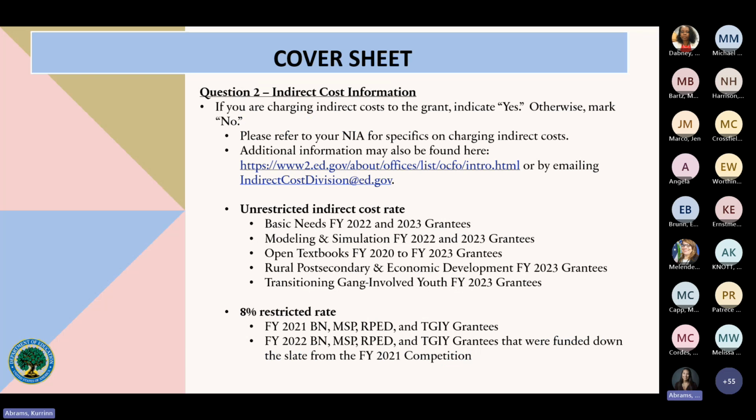Alrighty, so the next question, question 2, is indirect cost information. If you are charging indirect cost to the grant, you would indicate yes, which I believe most of our grants here have, an indirect cost rate. If you're not charging an indirect cost rate, then you would mark no, because I know some grantees did not opt to assign an indirect cost rate.